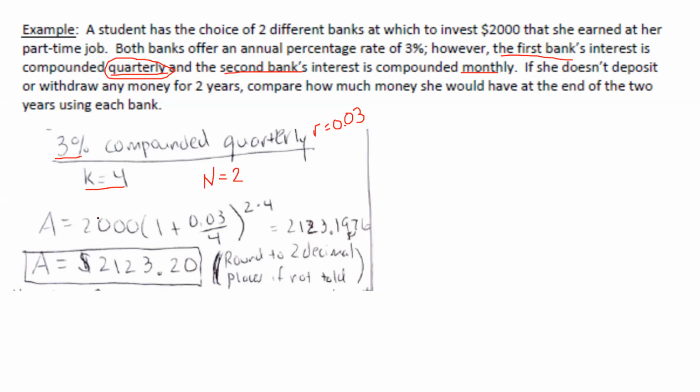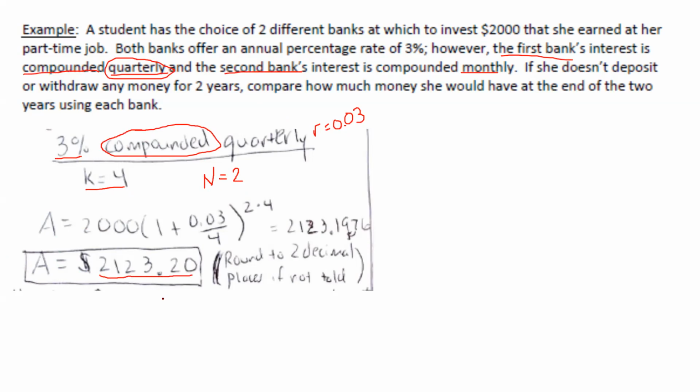So now I'm going to use the compound interest formula because it says here that it's compounded, right? She earned at a part-time job, annual percentage rate, first bank interest is compounded. So when I see the word compounded, I'm using the compound interest formula. And so what we end up with is $2,123.20 after the time of her investment.